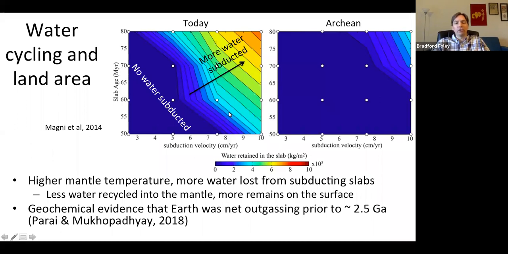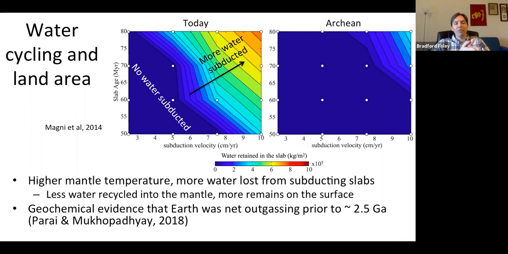So here's a modeling result showing this. This is the amount of water retained in the slab. Warmer colors mean more water retained. Dark blue means nothing retained, as a function of the subduction velocity and the plate age, where older plate means thicker plate. At conditions like today, pretty fast, old plates can recycle a lot of water into the interior. If we make the mantle hotter, like the temperatures that prevail in the Archean, then it's much harder to recycle water into the mantle. Almost none of the subduction speeds and ages, considering that study, would take much water into the mantle.